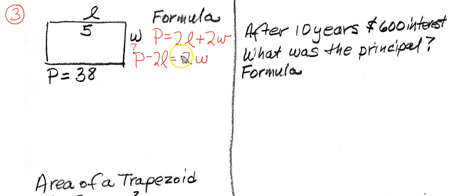And we now have the second step. Now, how do we get the W by itself? Well, we're going to divide by 2.